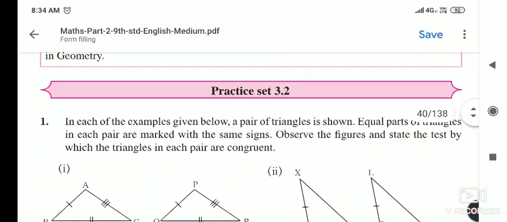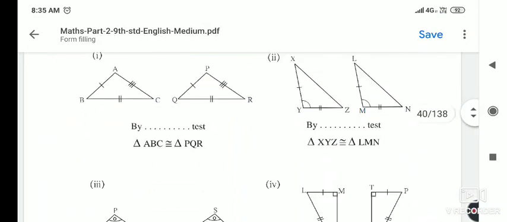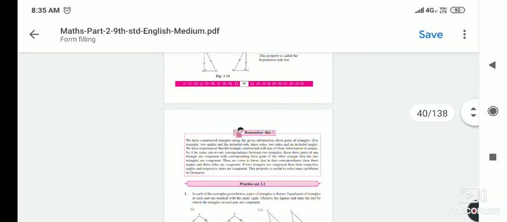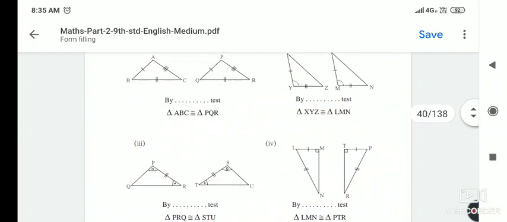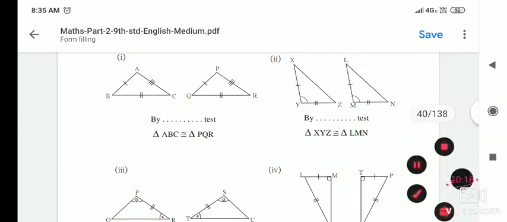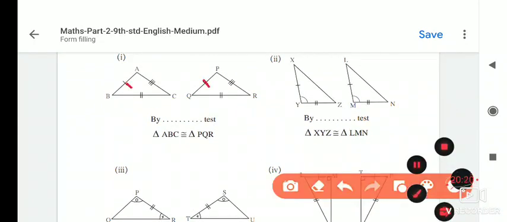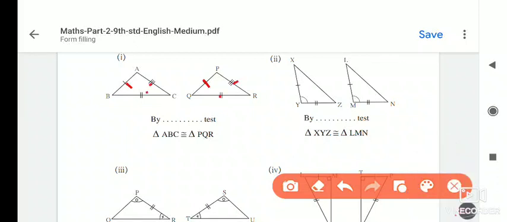So today we saw this. Now you have to solve exercise 3.2. It is easy. We have to write only the test which we use here. If you see here, AB, PQ, BC, QR and AC, PR are shown congruent, so they are congruent to each other by which test? SSS test of congruency. If you see the figure, side, angle, side.